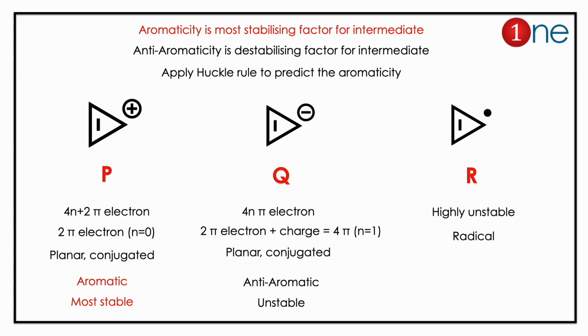So to find the aromaticity, we should apply the Hückel rule. P, if you look at it, obeys the 4n plus 2 system. So 2 pi electrons, n equals 0. So it's aromatic, it's more stable. Let us analyze Q and R also.